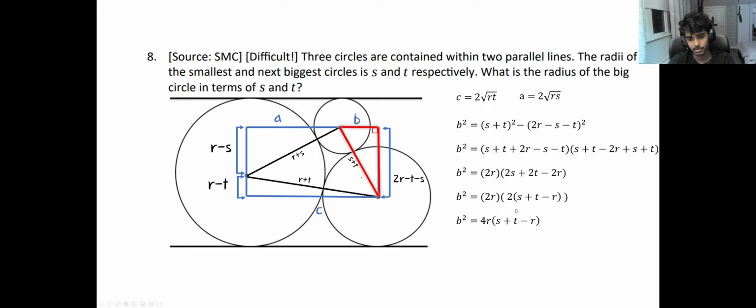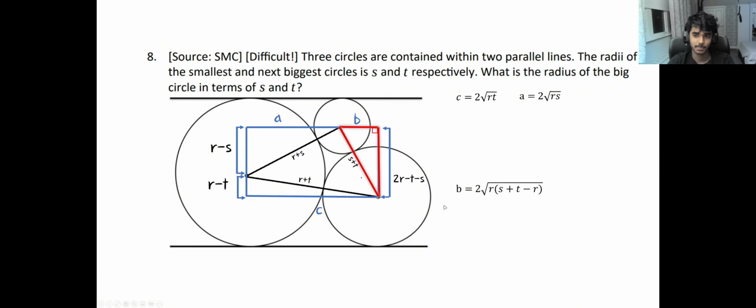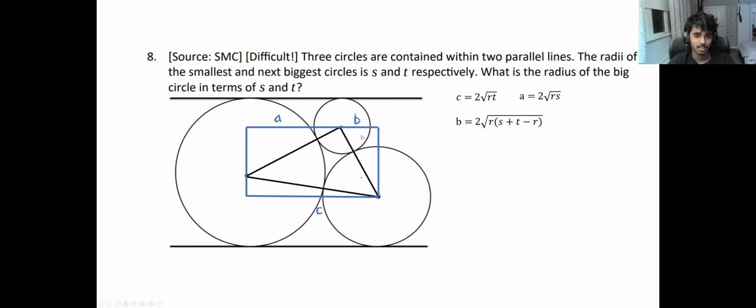Now I can take the square root of both sides, and I'll get 2 root r times s plus t minus r, since 4 is a perfect square. So we've successfully got all three values here: a, b, and c. Now we can do some algebra to figure out the answer to this question. If we just look at this rectangle here, a plus b is equal to c because they're both the lengths of the rectangle.